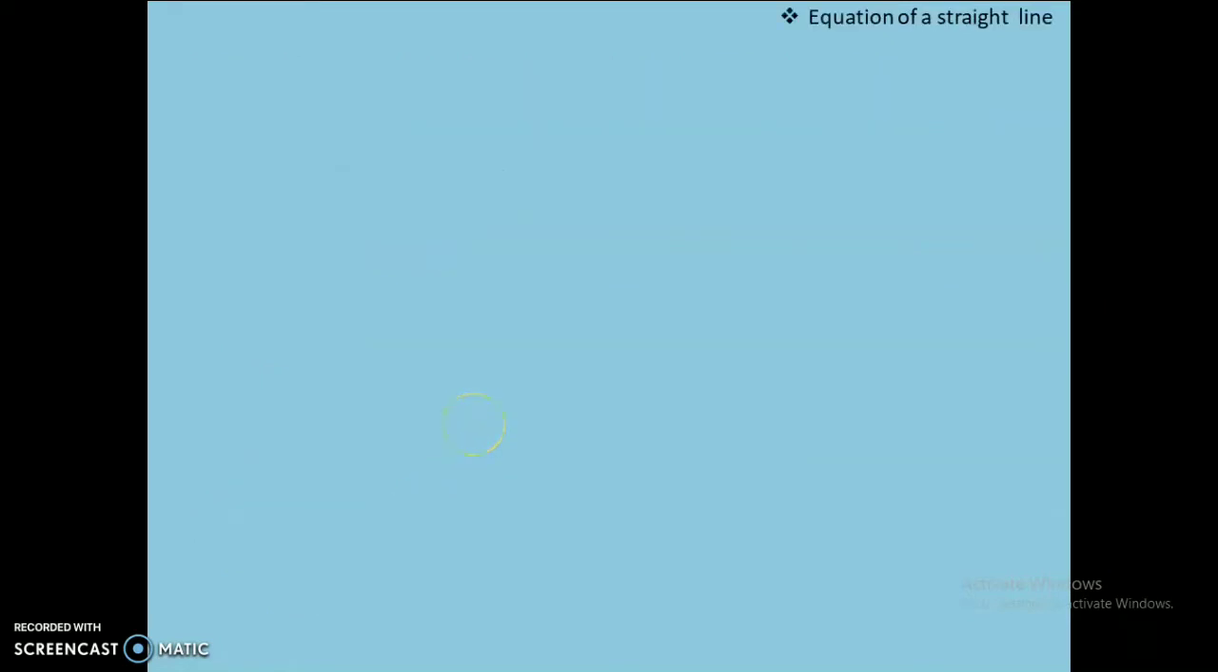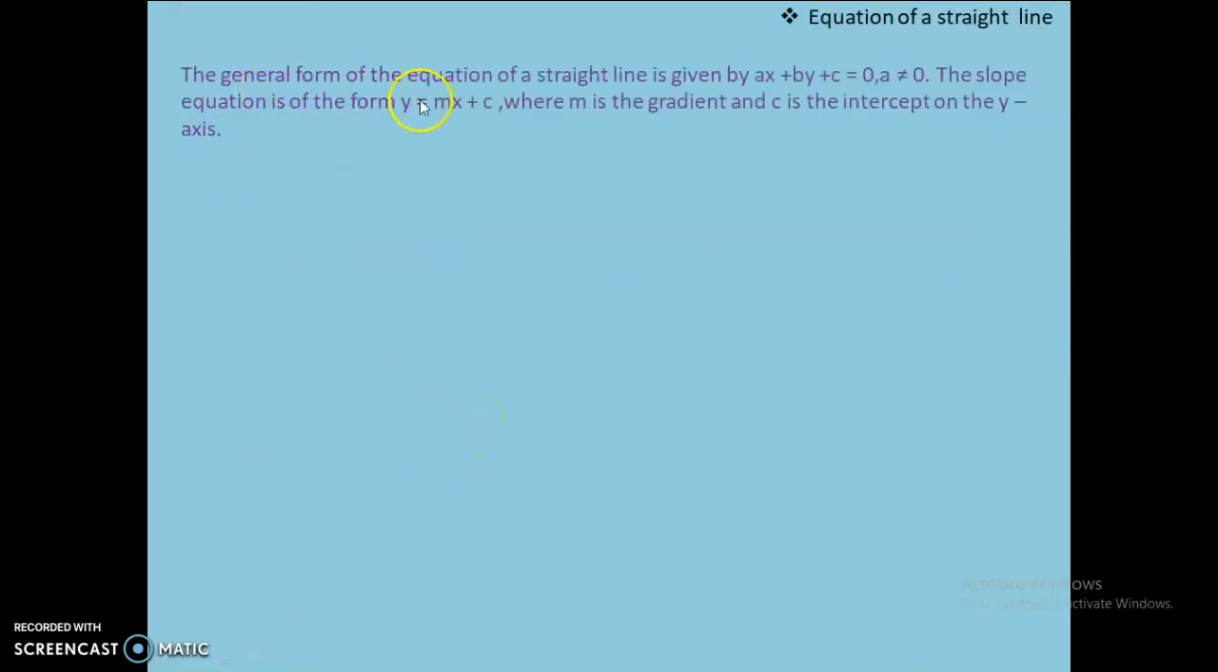Let's move on to equation of a straight line. Now the general form of the equation of a straight line is given by ax plus by plus c to be equal to 0, where a is not equal to 0. Now the slope equation is of the form y equals mx plus c, where m is the gradient and c is the intercept on the y-axis, meaning where the line crosses the y-axis.